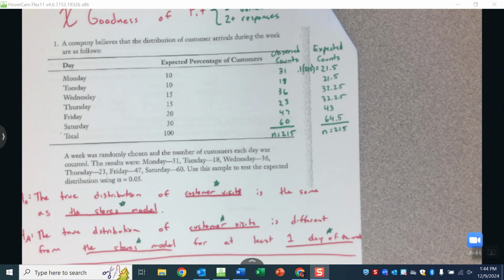All right, now the second thing that kids do wrong, and I need everybody to pay attention to this because this actually makes sense why kids would do this, but it's wrong. We want everything in terms of observed counts. What some kids will do is they'll say, oh, well, I have these percents. Why don't I convert all of these into percents and then compare my expected percents and my observed percents? So they'll say, oh, what percent of 215 is 31, right?